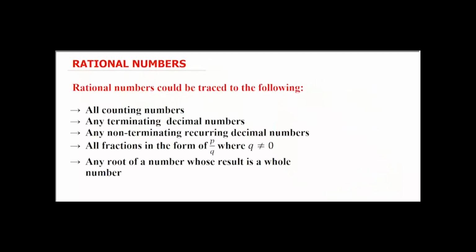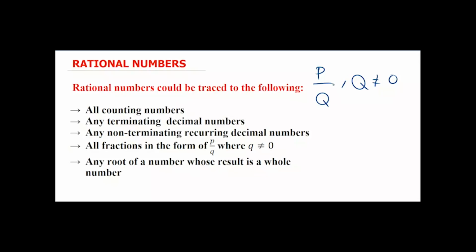Next, we have rational and irrational numbers. What are rational numbers? Rational numbers are numbers that could be written in the form P over Q like this. Okay, so where Q is not equal to 0. So any number that could be written in form of a numerator and a denominator is referred to as a rational number. Then how do you identify rational numbers?